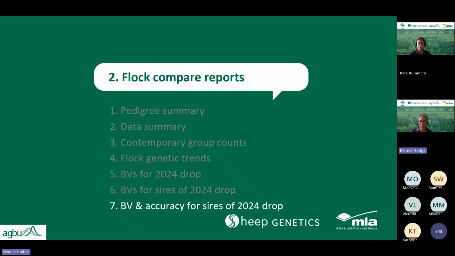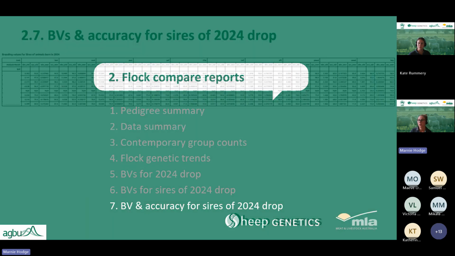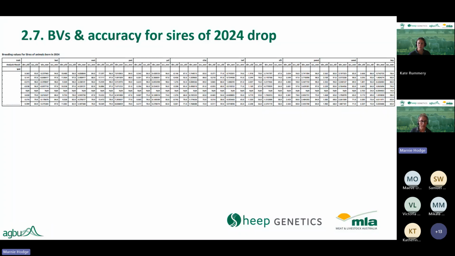So moving on to the final section, which is the breeding value and accuracy of size of the 2024 drop. So what this particular section is listing is a table, and for each trait that this particular flock submits, we then have the sire ID, the breeding value in the old analyses, the breeding value in the current analysis, combined LAMBPLAN analyses, and then the accuracy of that breeding value in current terminals and maternals, and the accuracy of the breeding value in combined LAMBPLAN as well.